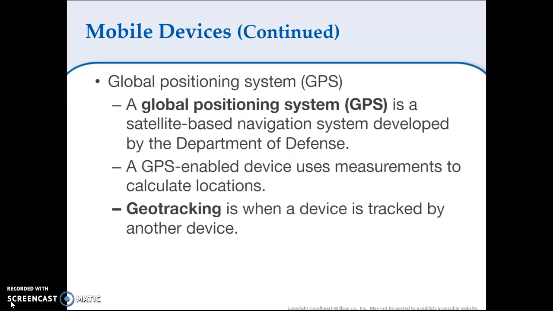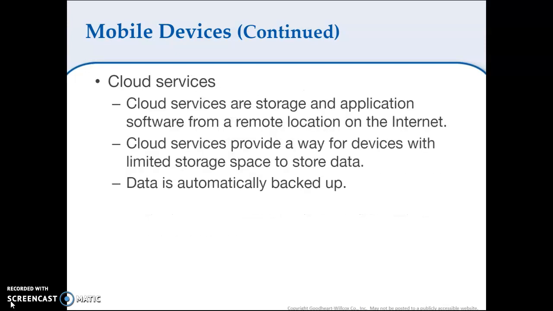GPS, or Global Positioning System, is a satellite-based navigation system developed by the Department of Defense. We probably all know what the GPS is. All of our devices are equipped with GPS chips. A GPS-enabled device uses measurements to calculate locations. And then there's also geo-tracking, which is when a device is tracked by another device. Some of your families might have these within their mobile device packages.